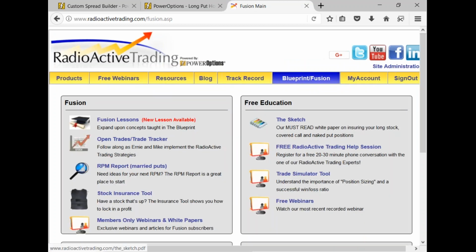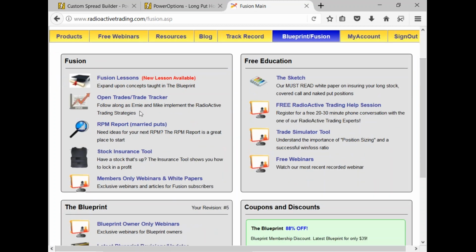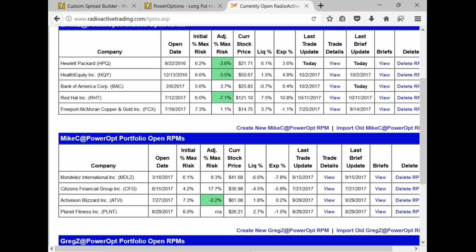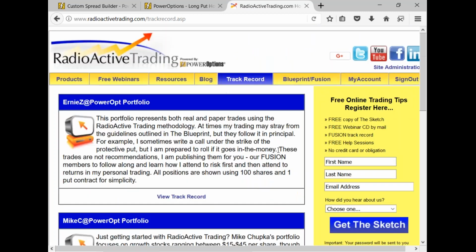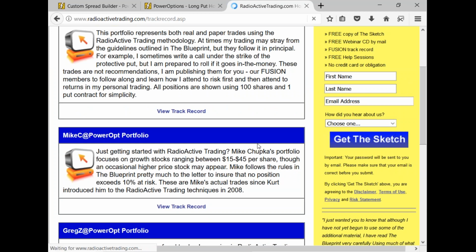Let's go back here. Here are the tools that are available in Fusion. The Fusion lessons I mentioned, the open trades where you can see the positions that Ernie and I are in. He's bulletproof on 3 of his 5 trades where he has no risk. I'm bulletproof on 1 and haven't made an adjustment on Planet Fitness yet as well. And then the track record, that's what I was showing you. My apologies. So for Fusion subscribers, you see the entire track record there.